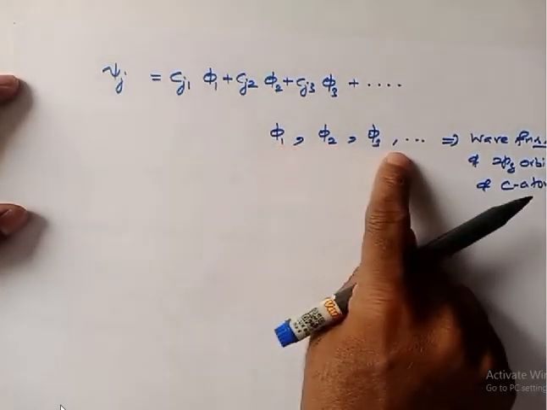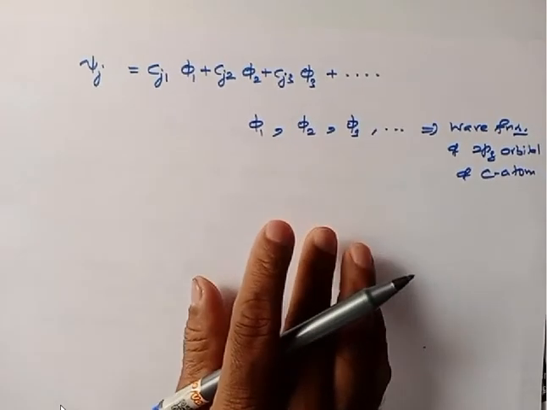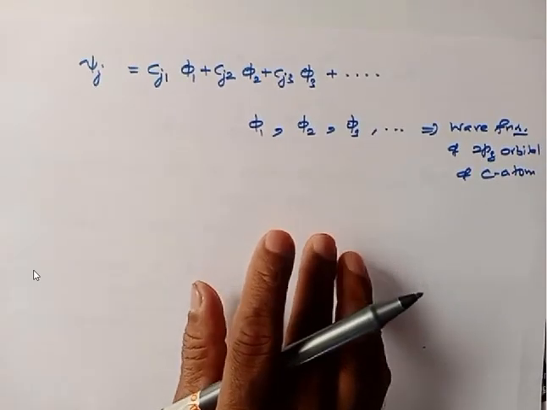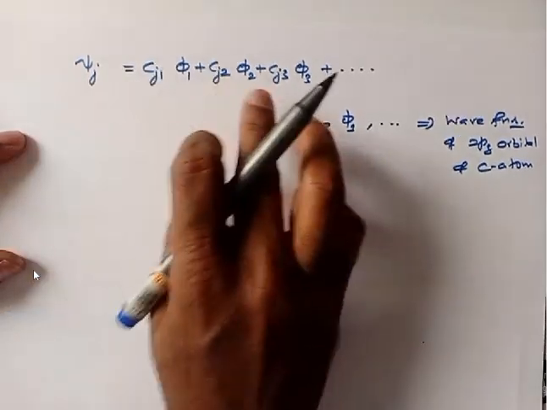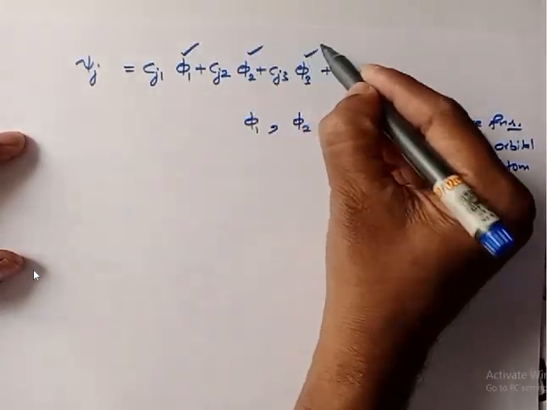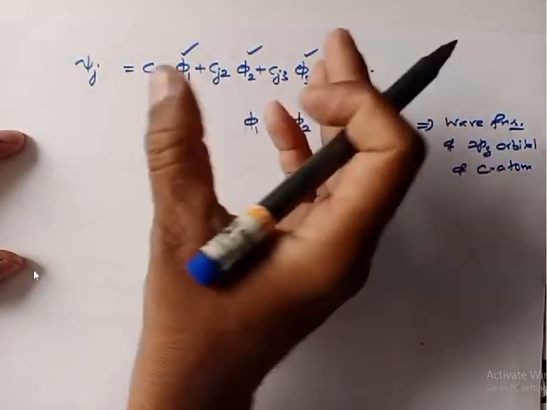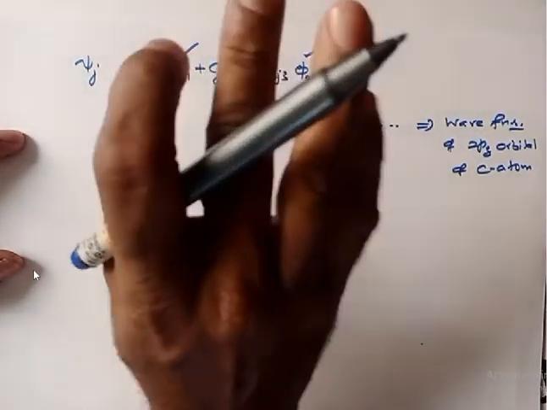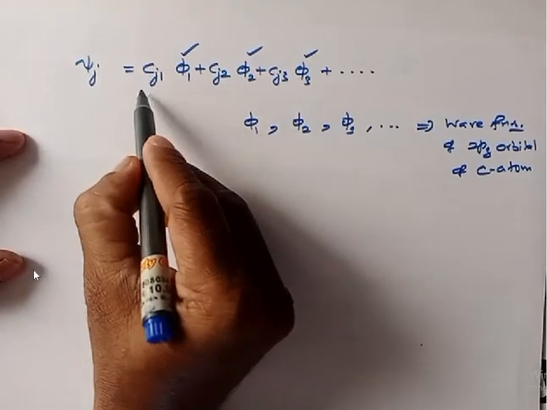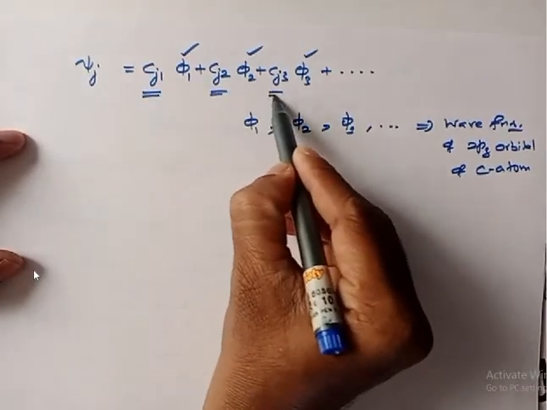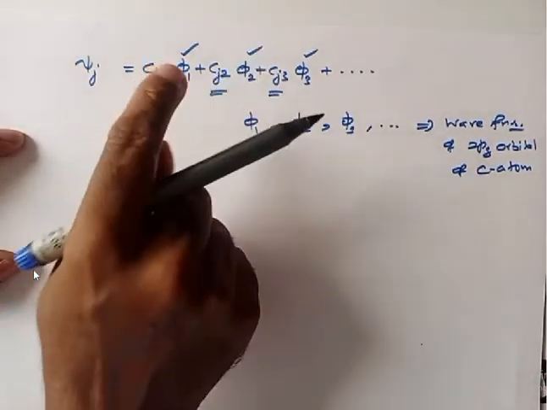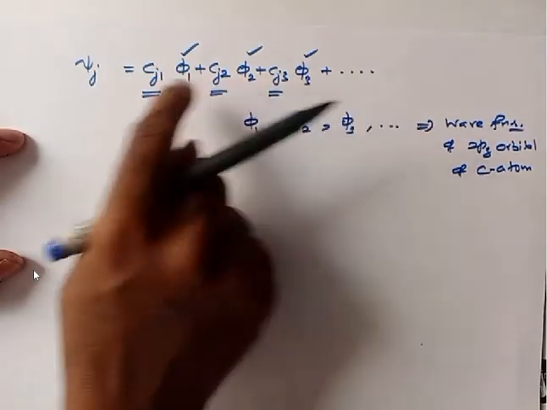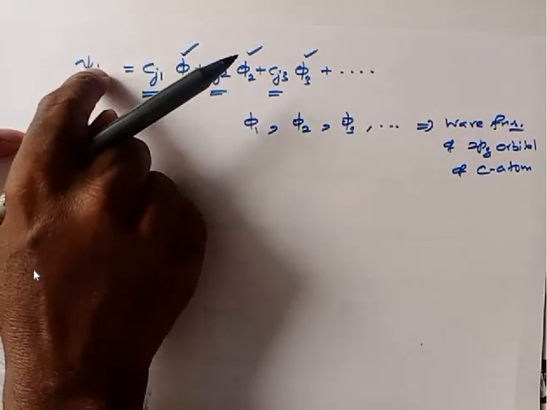Okay, these are all 2pz orbital wave functions of the carbon atom. Now, using this, phi1, phi2, phi3 are all taken from some selective basis set. So phi1, phi2, phi3 are all known. What we don't know is the coefficients. If you know the values of these coefficients, yes, you can find the wave function for the jth molecular orbital.